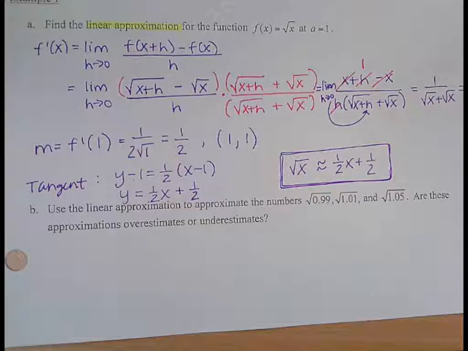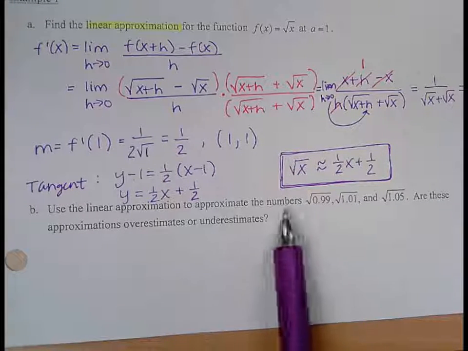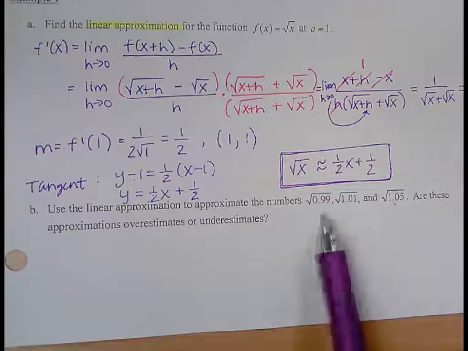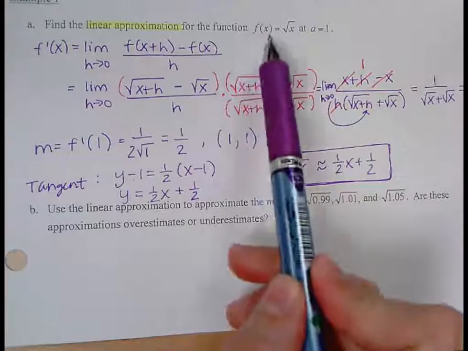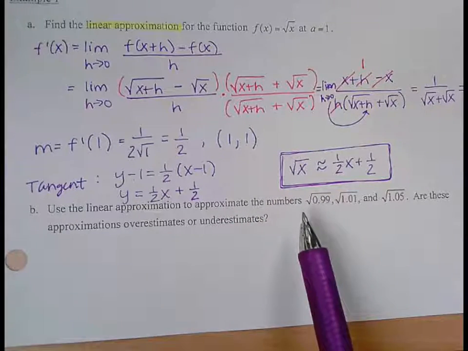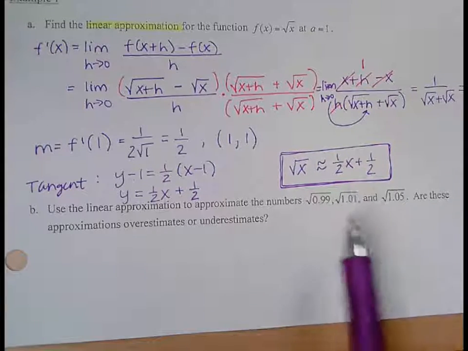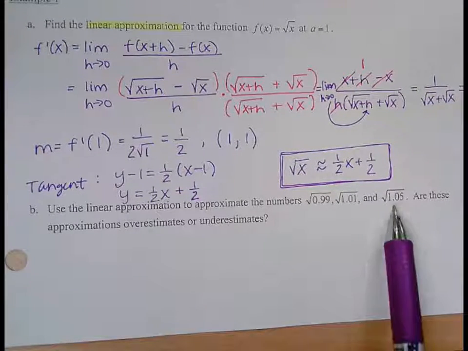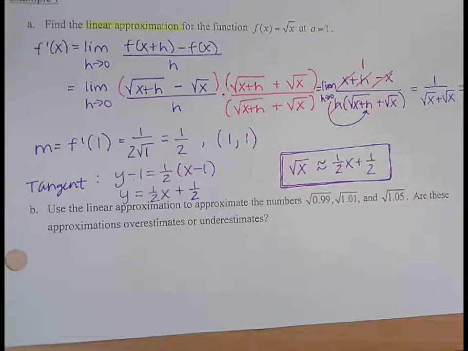All right, so here's how this is used. In part B, it now says use the linear approximation to approximate these three numbers. In the next example, we don't actually know what the equation of the function is, because I realize you could just type this in your calculator. I get that. This is getting you the idea of how to use this. So we're approximating these values, and then we're going to figure out, are these approximations overestimates or underestimates?